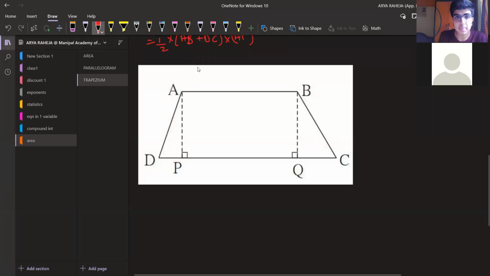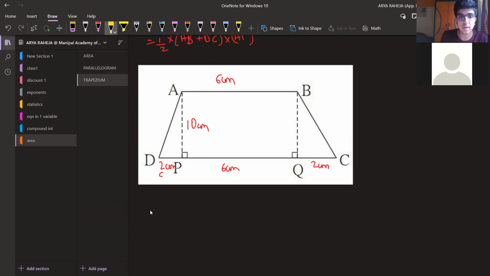In the question, the length of AP is given as 6 centimeters, and this whole... one second, the length of DP is given to be 2 centimeters, the length of PQ is again 6 centimeters and the length of QC is again 2 centimeters. And the height of this is given to be 10 centimeters. So you need to find the area of the given trapezium.